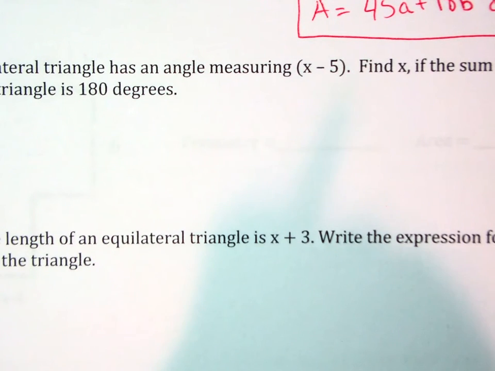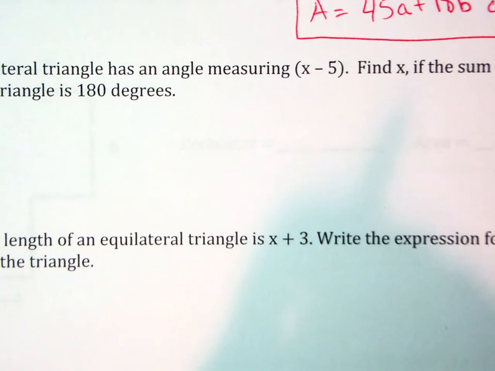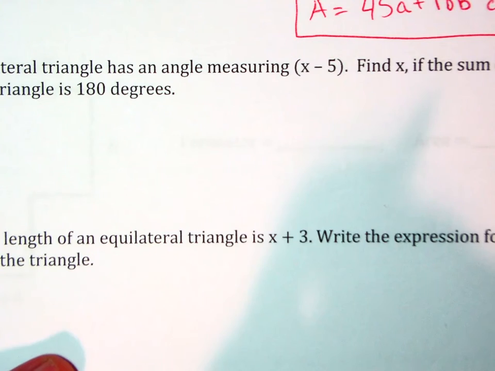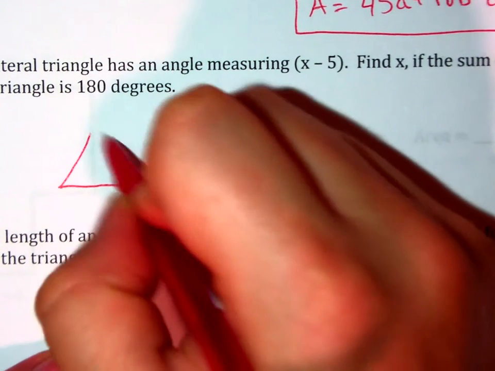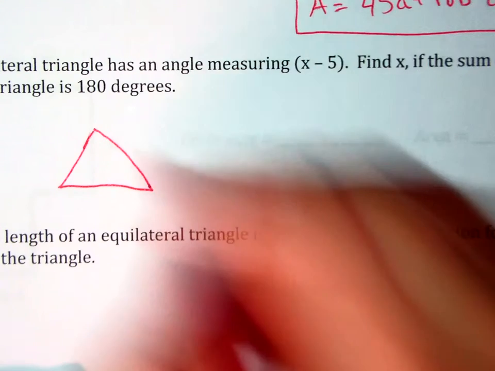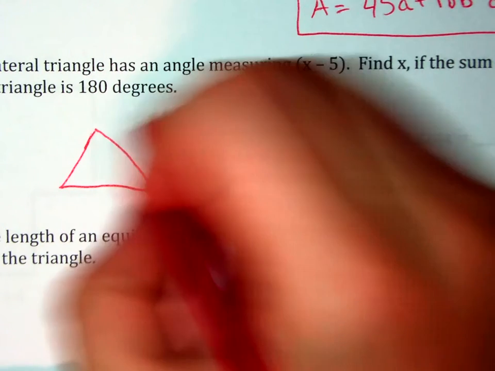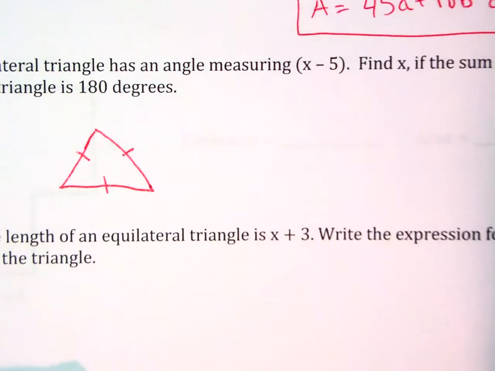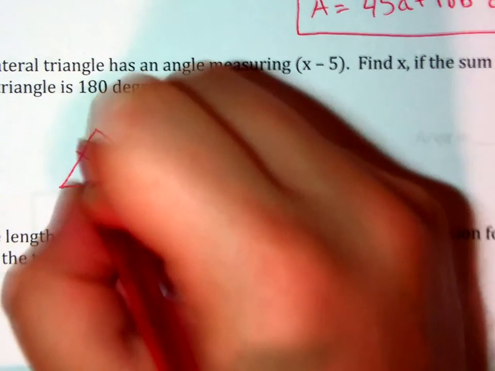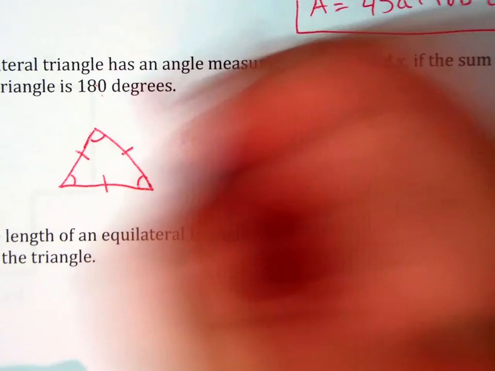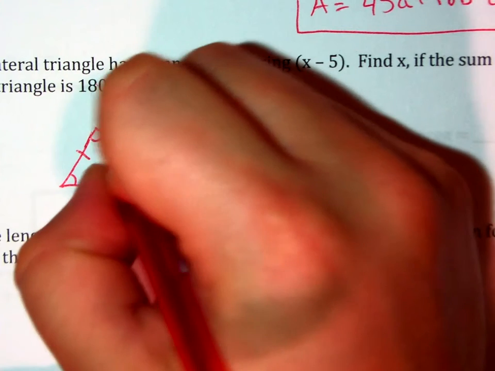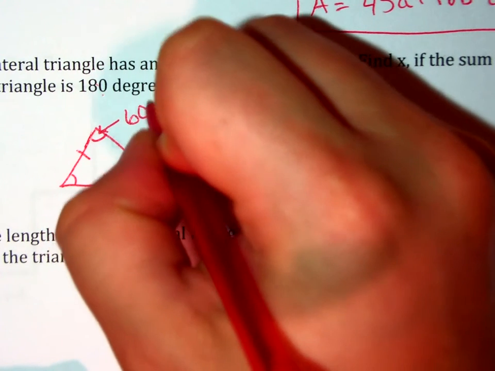Next problem, an equilateral triangle has an angle measuring x minus 5. Find x if the sum of the degrees of the triangle is 180 degrees. We all know that a triangle has 180 degrees. And since this is an equilateral triangle, every side is equal and every angle is equal. And if I have 3 angles that are equal, then I could say 180 divided by 3. Every angle has to be 60 degrees.